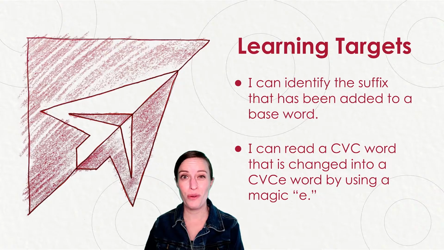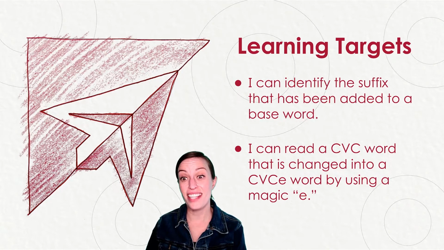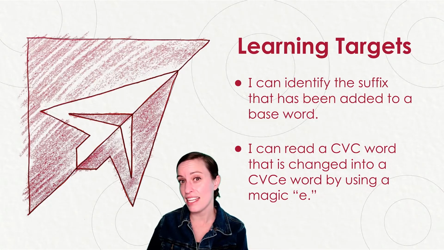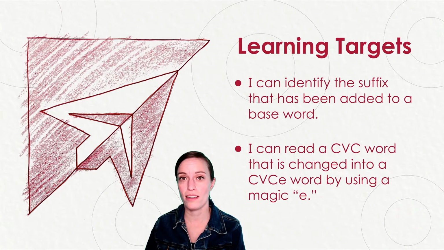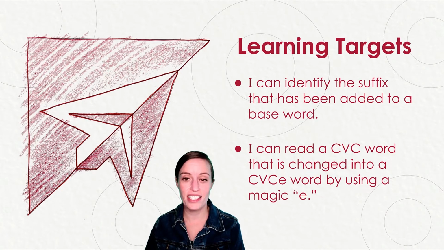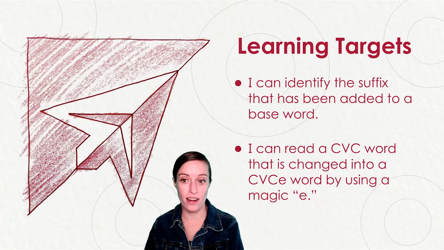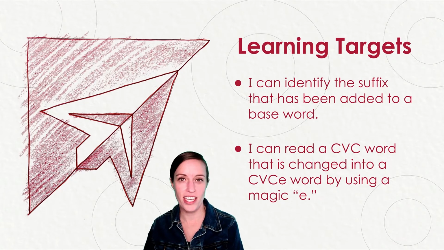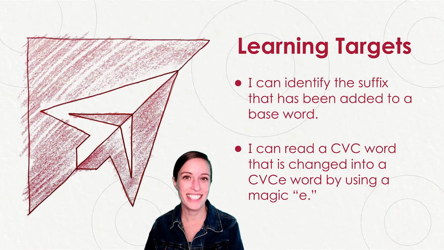Here are our two learning targets for today. I can identify the suffix that has been added to a base word. And I can read a CVC word that is changed into a CVCE word by using the magic E. Here we go.